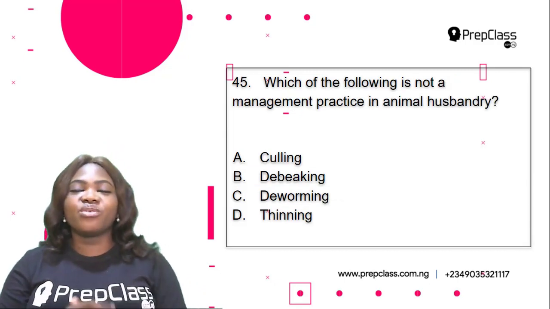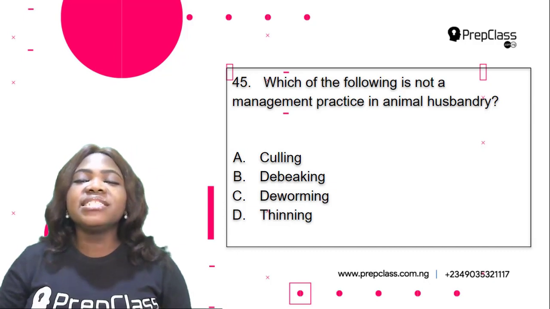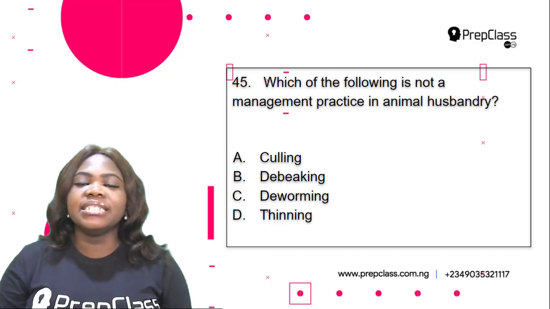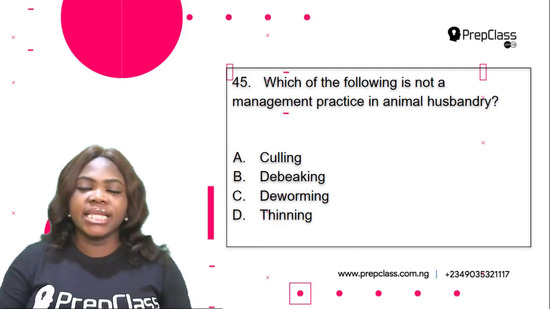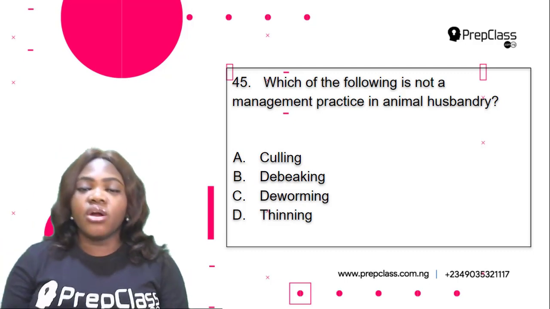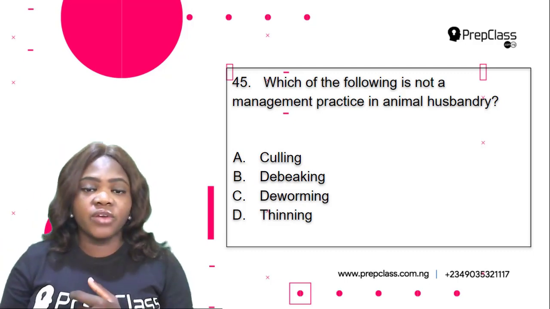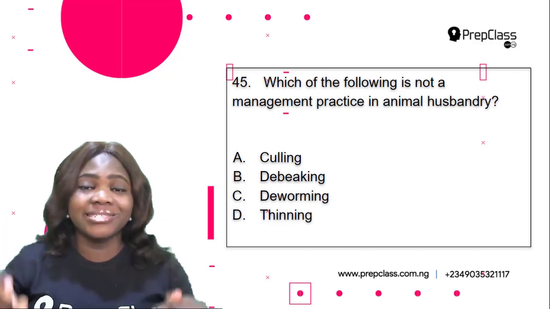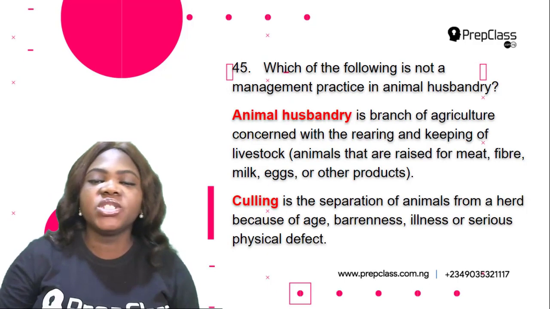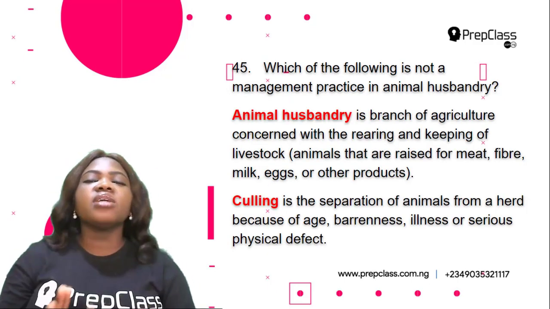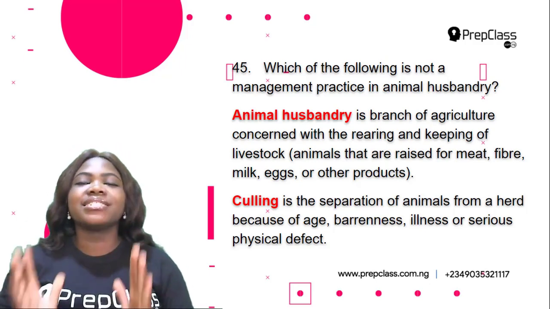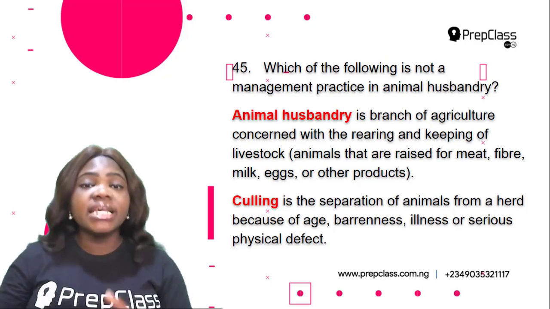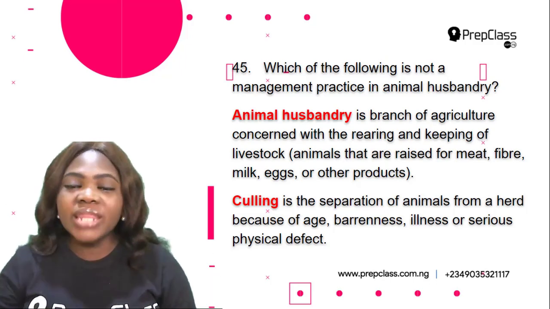Okay, so the last question, question 45. Which of the following is not a management practice in animal husbandry? A, culling. B, debeaking. C, deworming. D, thinning. Okay, so for us to be able to find out the correct option, we need to know the meaning of animal husbandry, and then we need to know the meaning of all of these options to know which of them is not practiced in animal husbandry. So what is animal husbandry? Animal husbandry is a branch of agriculture that is concerned with the rearing and keeping of livestock, that is, animals that are raised for meat, fiber, milk, eggs, and other products.